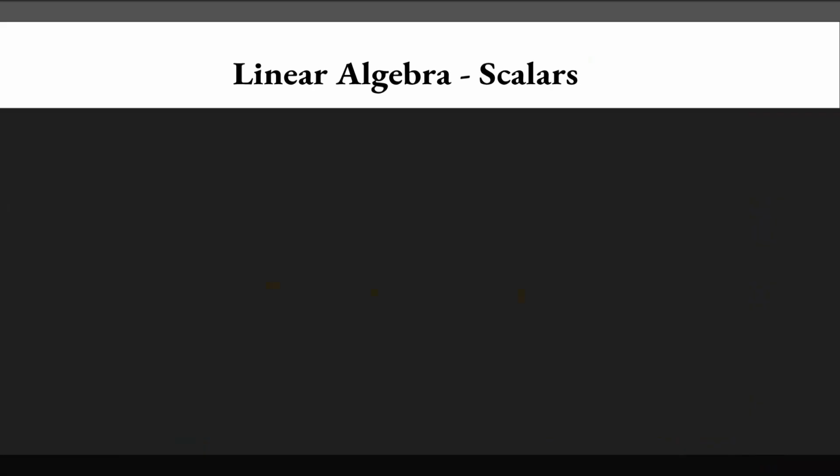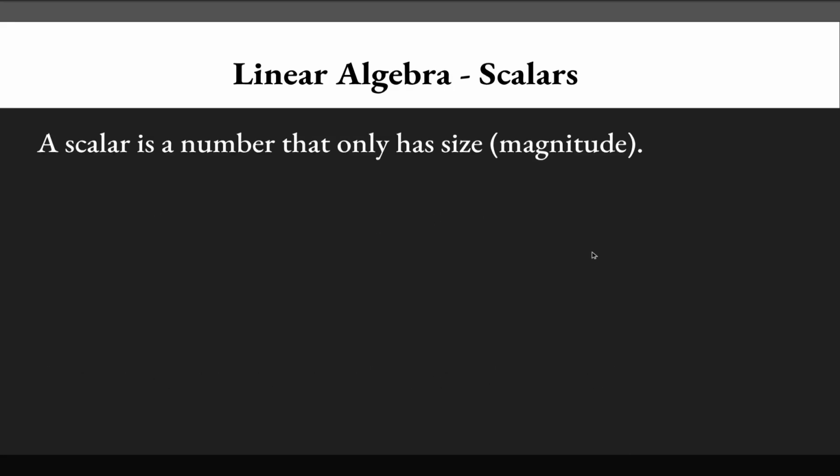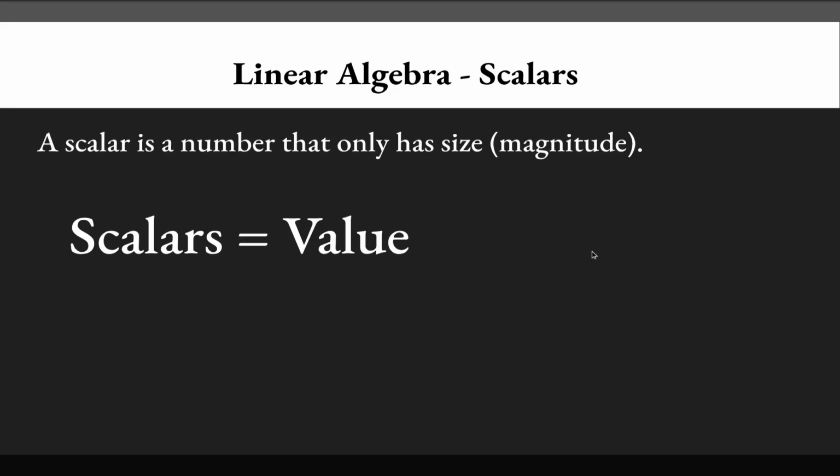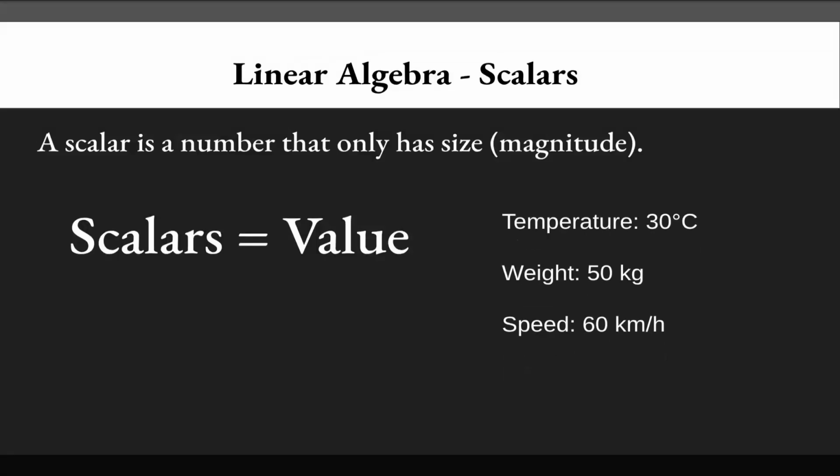Let's start with the simplest building block, scalars. A scalar is a number that only has a size, or magnitude. It tells you how much, but not where. So scalars are just pure values, no arrows, no angles, no orientation, just numbers that scale things. For example, we have temperatures, like 30 degrees, it's hot, but it's not pointing anywhere. And like the weight, 50 kilograms, it's heavy, but it's also directionless. Now the speed, 60 kilometers, which is really fast, but without a heading.